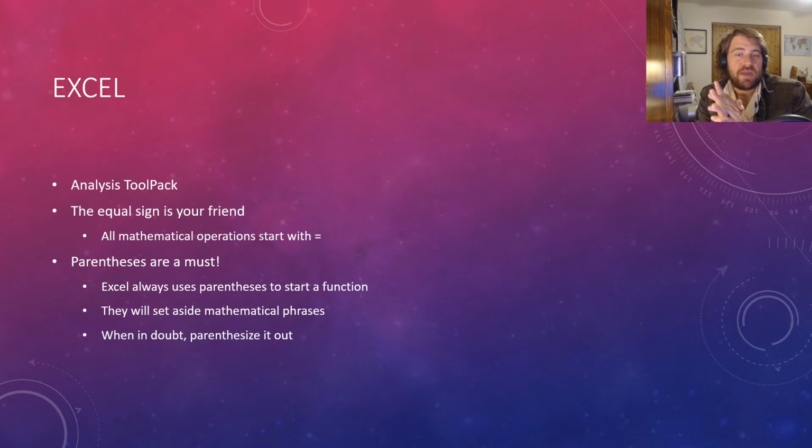So if you want to say 1 plus 1, you need to have an equal sign, and it'll give you 2. If you don't have an equal sign, it's just going to say 1 plus 1. If you want to say square root, you have to say equal sign, SQRT, parentheses, 9, parentheses, and it's going to return a 3. If you want to add 2 cells together, you have to say equal sign, B2, plus E4 or something like that. And it'll give you the sum of what's in B2 and E4, right?